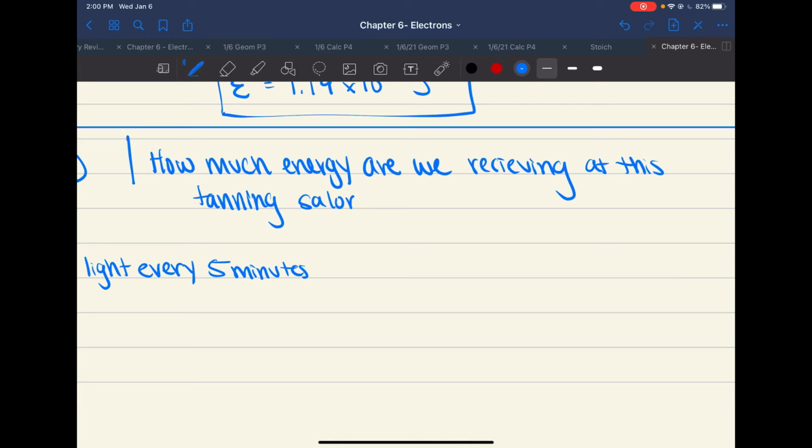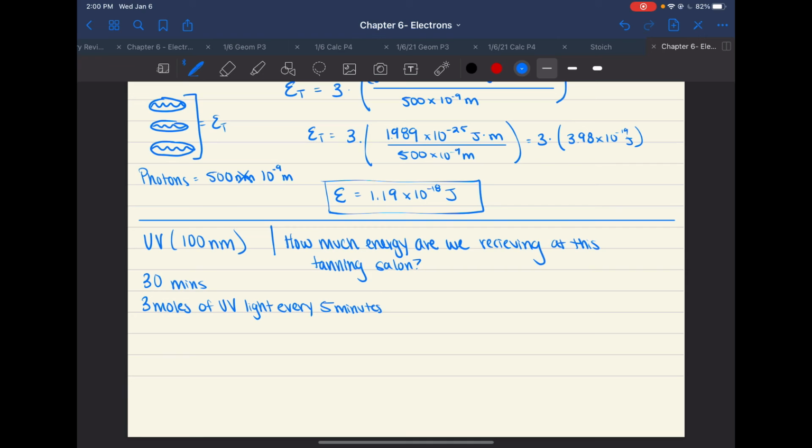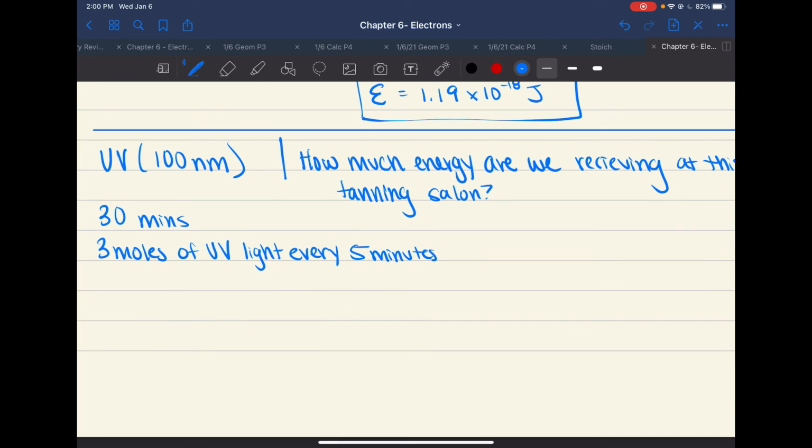All right. So 3 moles of UV light every 5 minutes. Now I'm going to erase this just to give myself a little bit more room here. 3 moles of UV every 5 minutes. And we're in the tanning bed for 30 minutes.